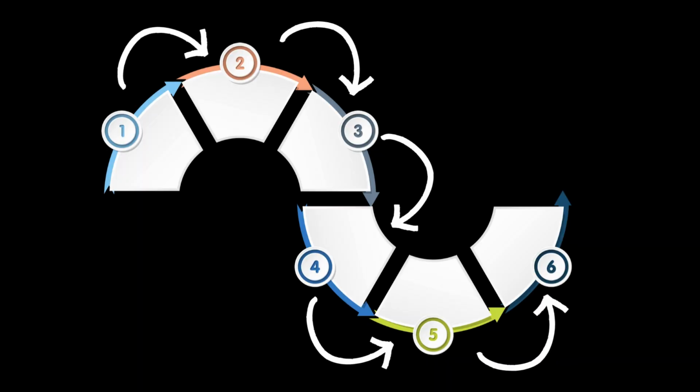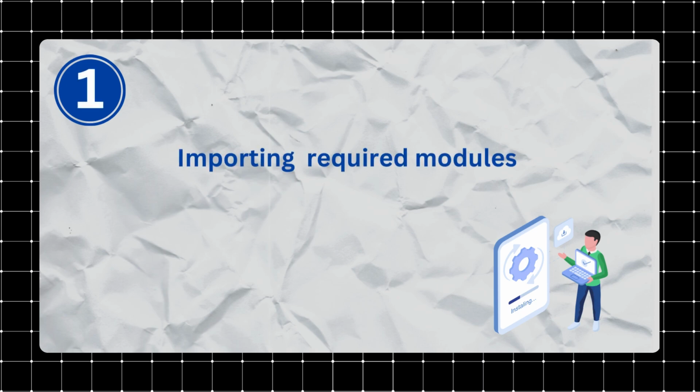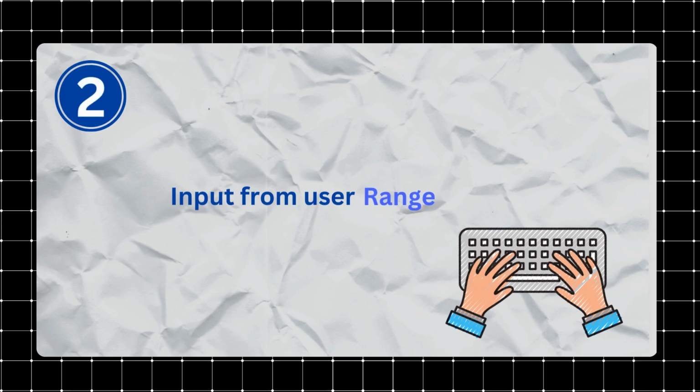Alright, so we complete the construction of this game in 6 steps. In the first step, we are importing required modules. In the second step, we are asking for two inputs from the user. We are asking for two inputs because the number which we are going to guess is in a range. So we require two inputs: first for the lower value and another for the upper value.